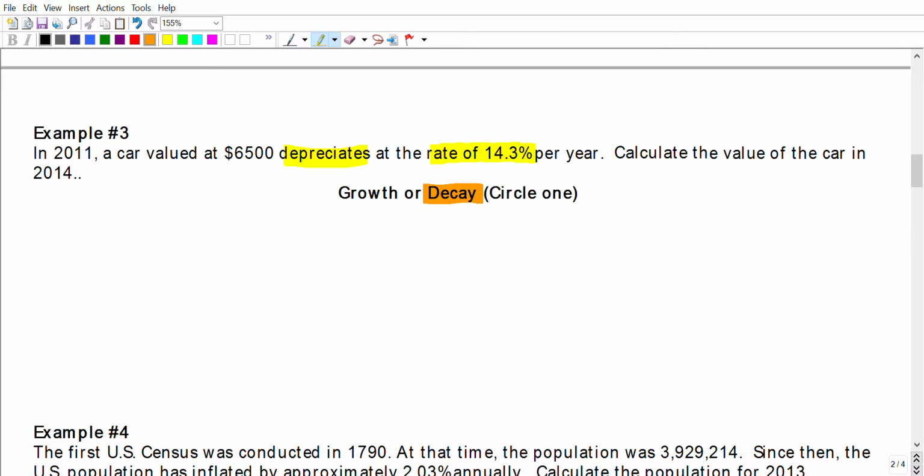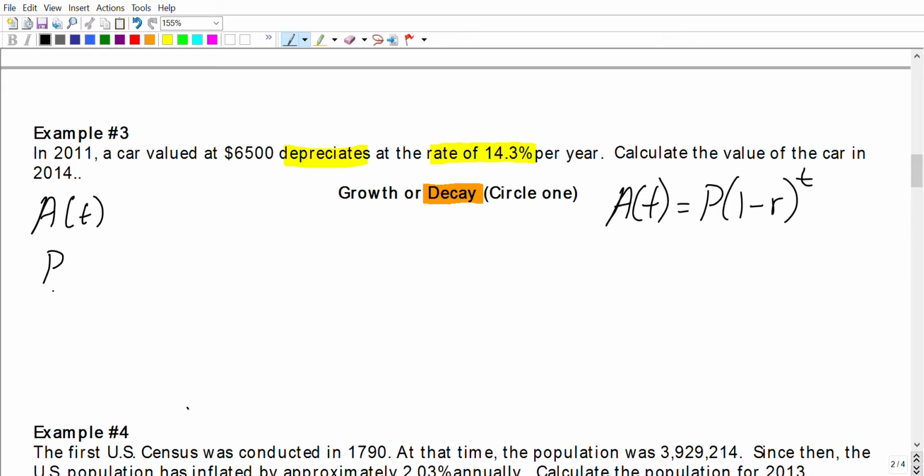So let's go ahead and rewrite that. This would be A of t equals P(1 minus r) raised to the t. Again, I'm just using my depreciation formula from the very top of this page. Let's find out what things we do have. Off to the side here, I'm going to write every single one of those variables.